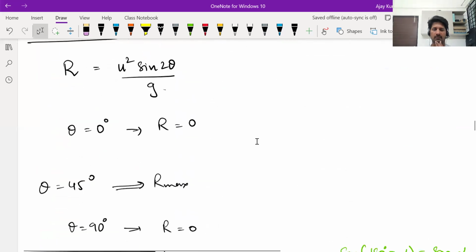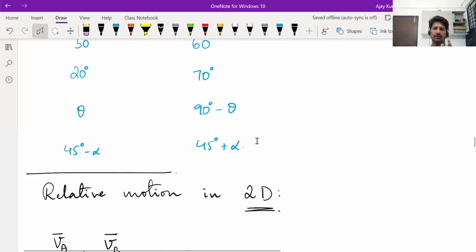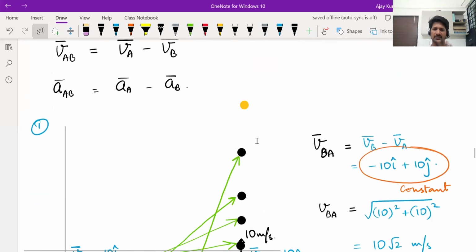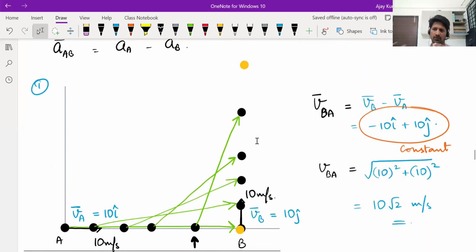And we also discussed that range will be the same for two different angles of projection, provided the speed of projection is the same. The two angles will be complementary in nature, of the form 45 minus alpha and 45 plus alpha, or theta and 90 minus theta. Next, we started discussing relative motion in 2D. We considered one case today where we knew the velocities of two objects and we had to find the shortest distance between them.